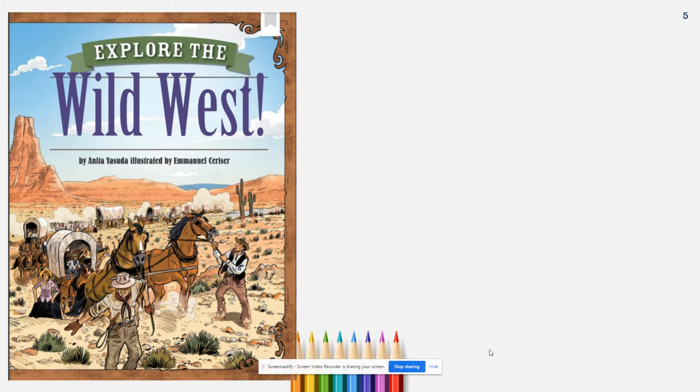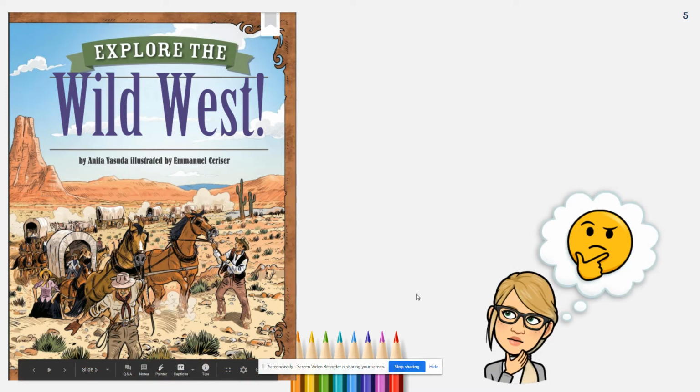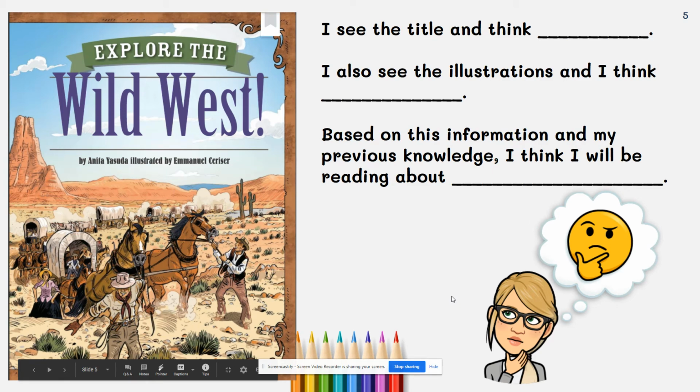Remember, you can use sentence stems like, I see the title and think blank. I also see the illustrations and think blank. Based on this information and my previous knowledge, I think I will read about blank. Go ahead and go do this now. Okay, is everyone back? Did you write down your thoughts about using the sentence stems? I hope so.